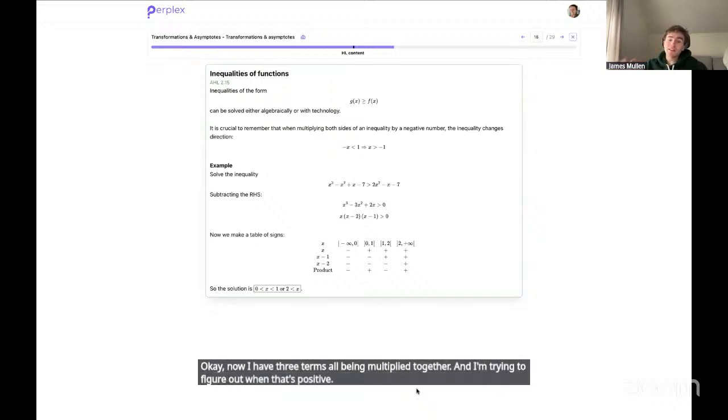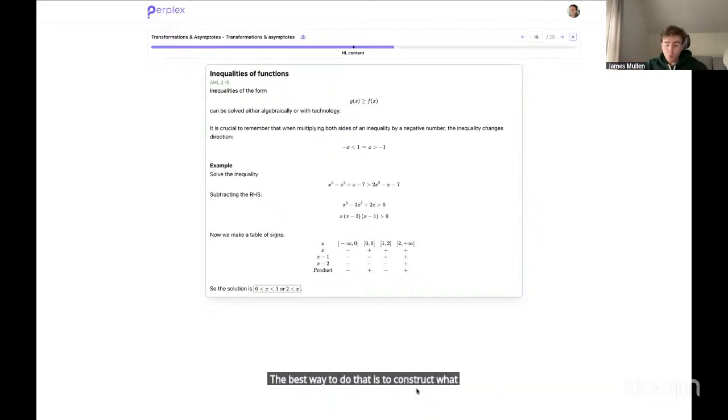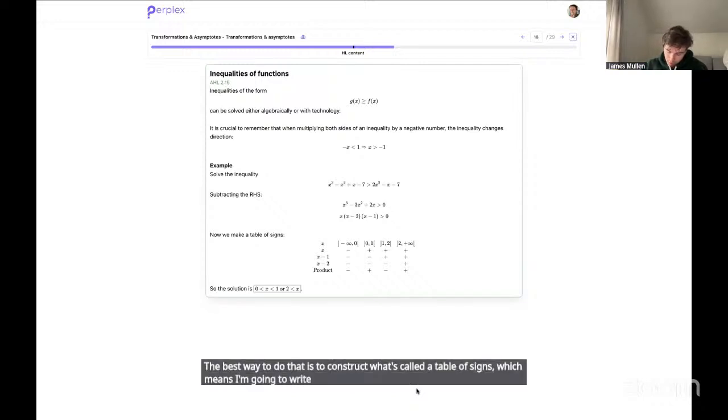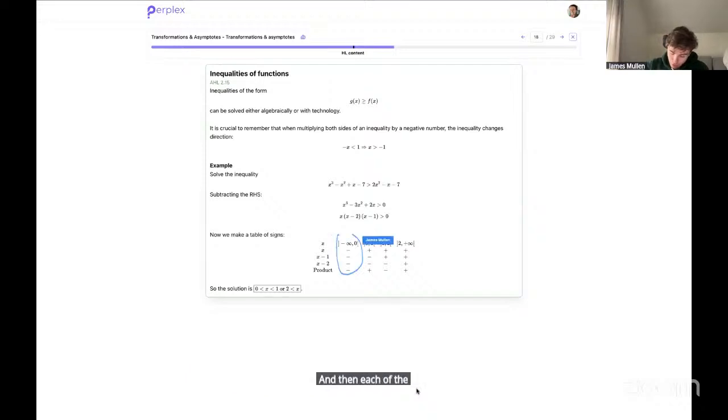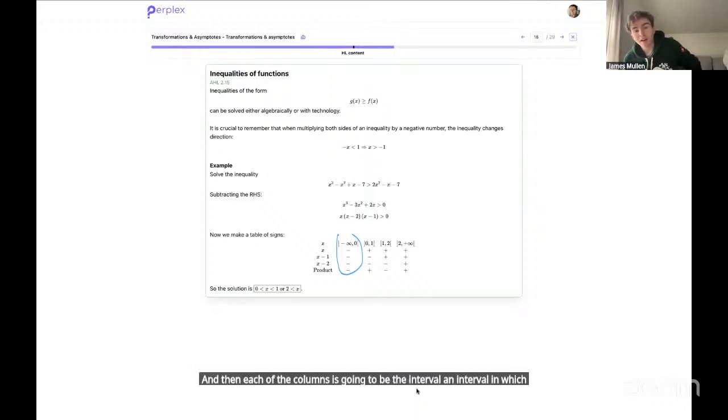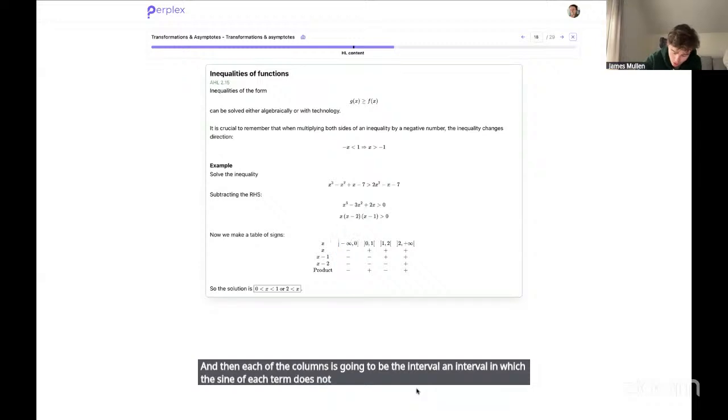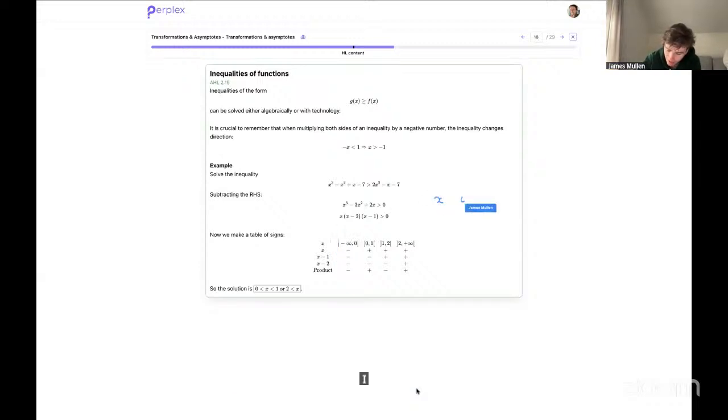The best way to do that is to construct what's called a table of signs, which means I'm going to write along each row one of the terms in my product. So either x, x minus 2, x minus 1, etc. And then each of the columns is going to be an interval in which the sign of each term does not change. Okay, so how do I construct those? I recognize that x changes sign at 0, x minus 2 at 2, and x minus 1 at 1.